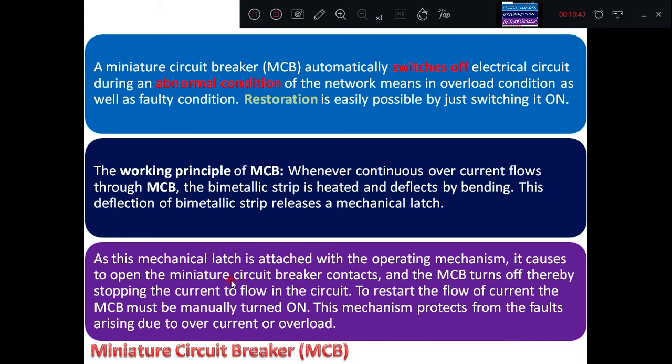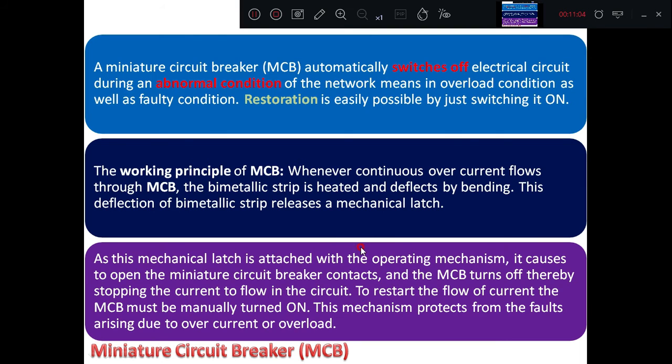The mechanical latch is connected to a contactor. That contactor will detach from the fixed point. As this mechanical latch is attached to the operating mechanism, it causes the miniature circuit breaker contacts to open, and the MCB turns off, thereby stopping the current from flowing in the circuit.